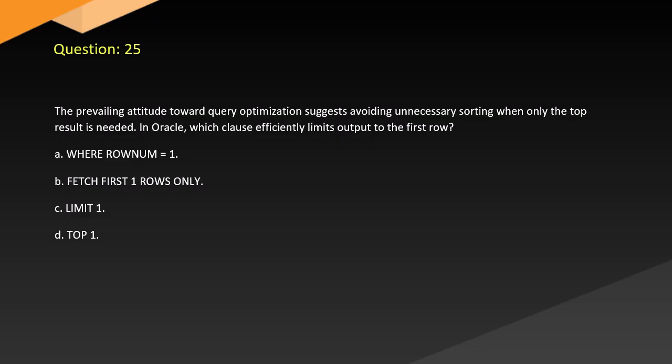Question 25. The prevailing attitude toward query optimization suggests avoiding unnecessary sorting when only the top result is needed. In Oracle, which clause efficiently limits output to the first row? A. Where rownum equals 1. B. Fetch first 1 rows only. C. Limit 1. D. Top 1.